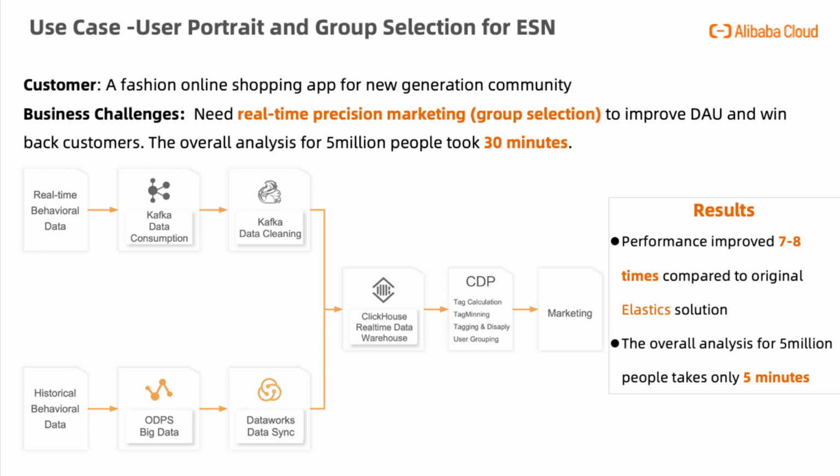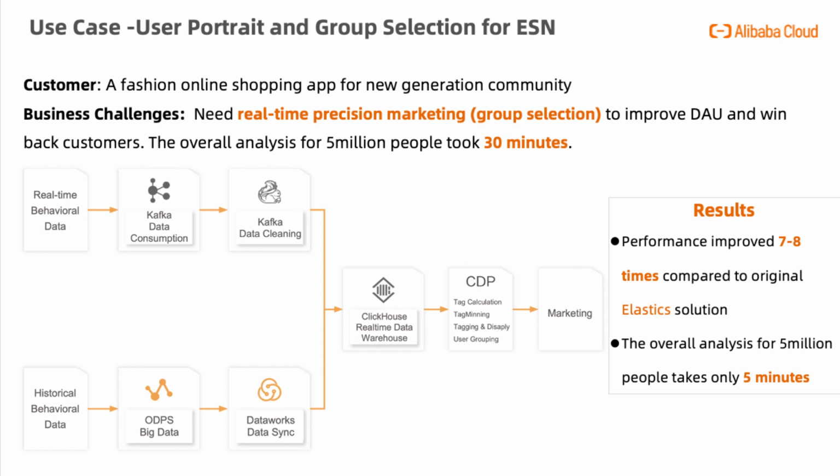Let's check our customer best practice with ApsaraDB for ClickHouse. A fashion online shopping app for the new generation community uses ApsaraDB for ClickHouse to deal with real-time precision marketing. For doing the user portrait and precision marketing, our customer needs to analyze historical data and cleanse real-time user behavior data as well. There are two data pipelines to process data and integrate in ClickHouse.